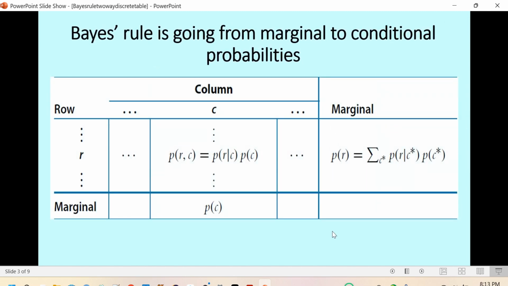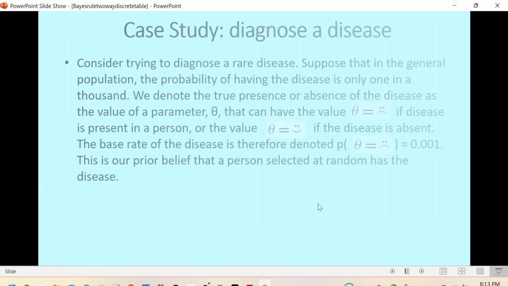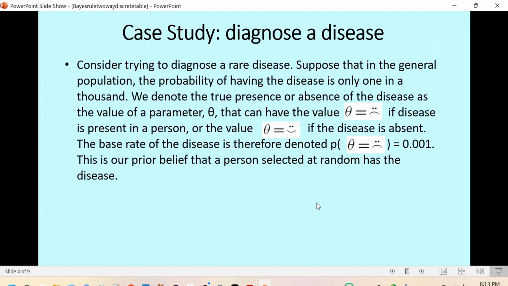So next we show a case study, similarly using this kind of table. We consider trying to diagnose a rare disease. This disease is very rare. Suppose that in a general population, the probability of having the disease is only 1 in 1,000. Which means, if we take a person, what's the probability that he or she has the disease?